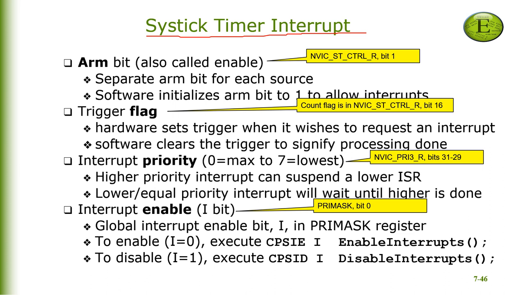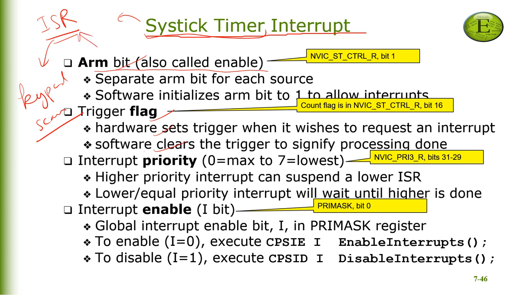So one of the things to do over here is that we're going to write the ISR, interrupt service routine, of the SysTick timer. That is going to call the keypad scan. So we are going to call the keypad scan routine inside the interrupt service routine. And as we learned in the beginning of this lecture, for each source of interrupt, we have to have an ARM bit set. And then the trigger flag needs to be handled carefully. Although in the case of the SysTick timer, the trigger flag, after being set by the hardware, is automatically cleared in the software the moment we enter the ISR. We don't have to explicitly clear the trigger flag in the case of the SysTick timer interrupt service routine.